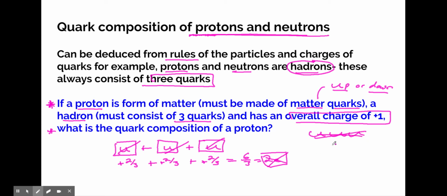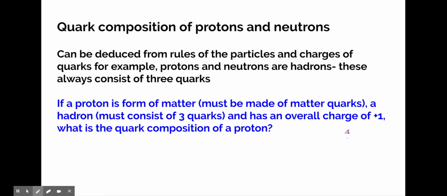Now, I hope you have a better strategy than just going through every possible permutation. You could have up, up, down. You could have up, down, up. You could have up, down, down. You could be spending a lot of time with the wrong answers before you get to the right answer. So pause it, take a second. It shouldn't take you longer than about 30 seconds to figure out what is the quark combination for a proton.